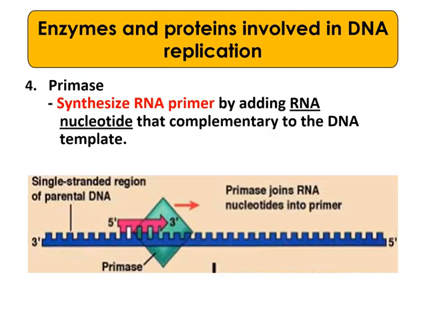The third enzyme is primase. The function of primase is to synthesize RNA primer by adding RNA nucleotides that are complementary to the DNA template. If we look at this diagram, the blue in color is the single-stranded region of parental DNA, or we call it the DNA template. The green in color is the primase. So the primase joins RNA nucleotides into primer. The pink in color is the primer. The elongation of primer is from the 5' end to the 3' end.